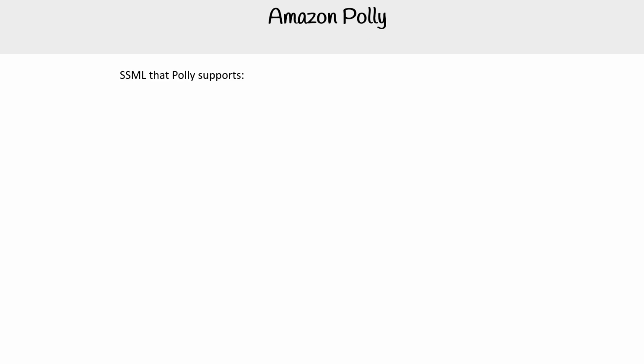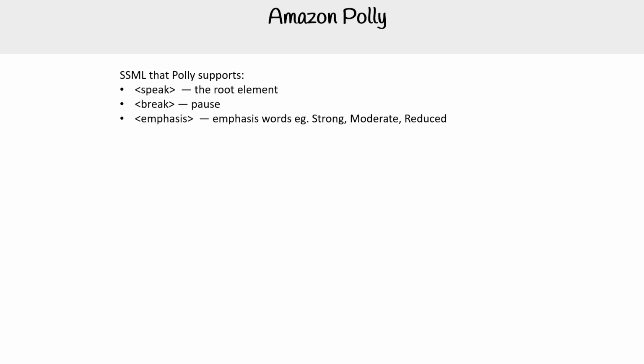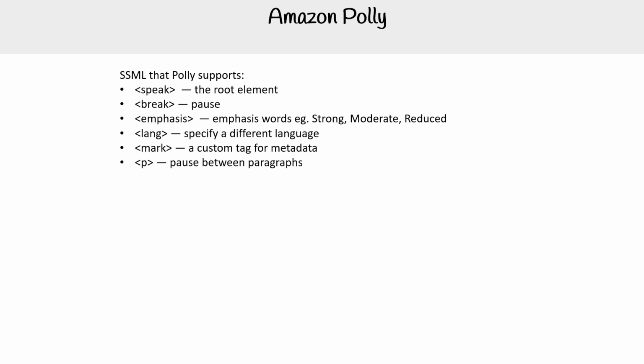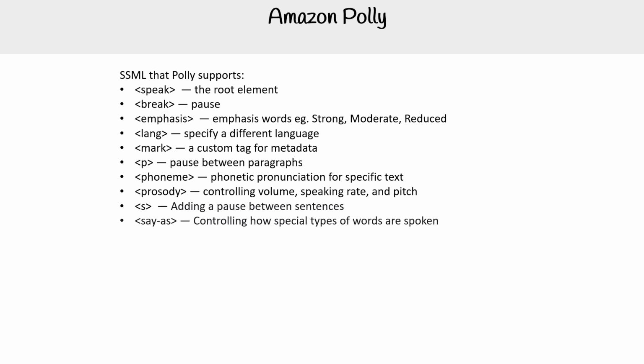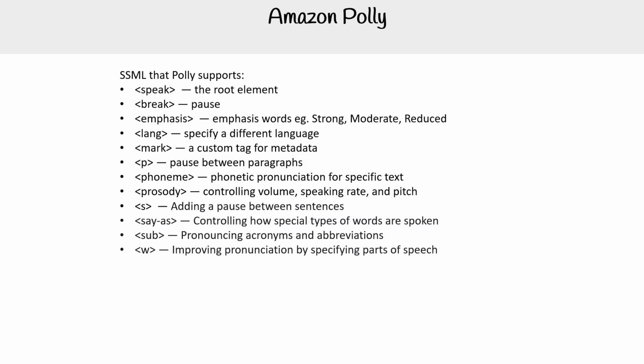Let's take a quick look at what SSML tags are supported. So we have speak, break, emphasis, lang, mark, paragraph, phoneme, I can't pronounce that, prosody, which is for controlling volume, speaking rate, and pitch. So I guess you could speed up the voice a bit, but you're not going to have a consistent one between voices still.